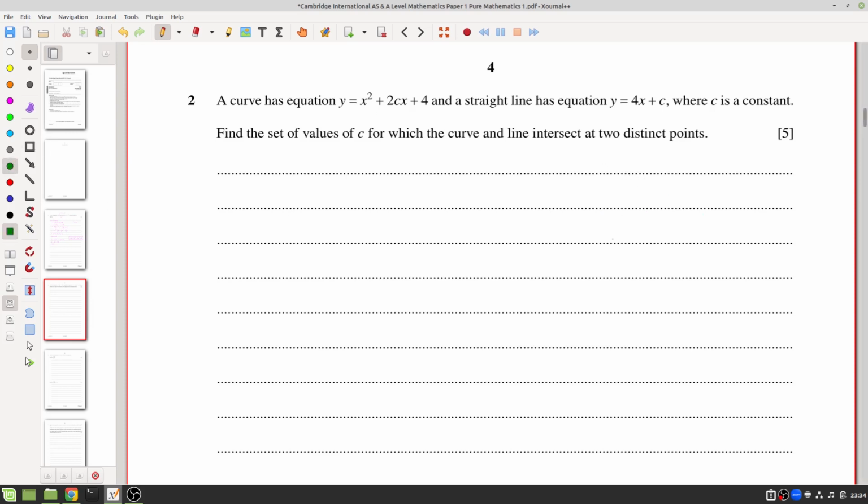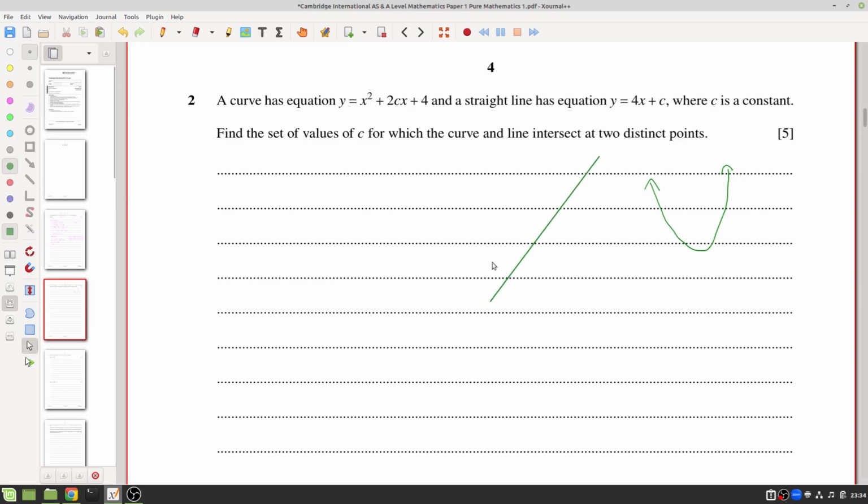So we've got some function. It doesn't matter if it's a parabola or not, but let's say it's a parabola because we know this one is. So x squared plus bx plus c, that's a parabola, so it looks something like that. And we've got a straight line, 4x plus c. So it's got a gradient of 4, so it's a steepish kind of line.